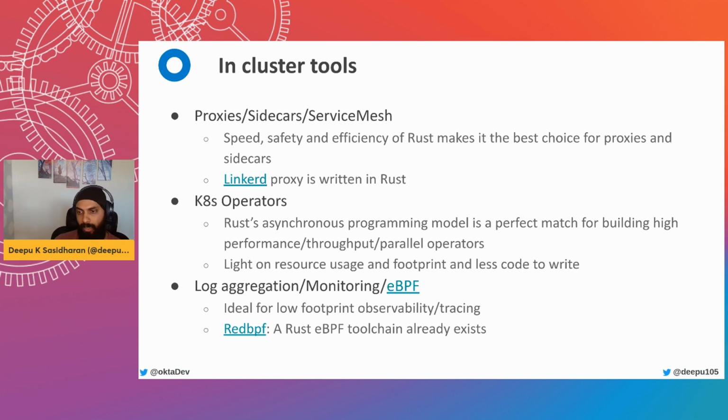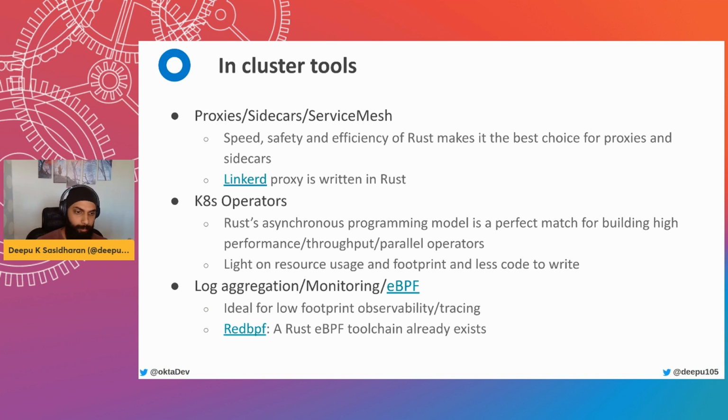Another use case would be log aggregation, monitoring, eBPF, and these kinds of things. Especially in a Kubernetes container, where you want your resource usage to be kept minimum so that your applications can have more resources, it makes sense to build crawlers or log aggregation agents and these kinds of things in Rust, so that they take very little footprint. They don't impact too much in terms of performance, and they're quite fast as well, right?